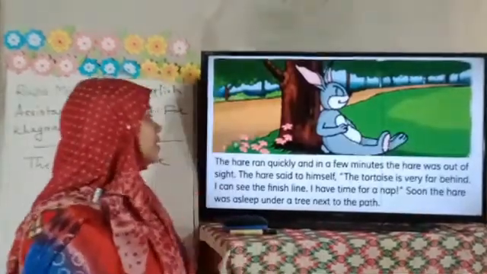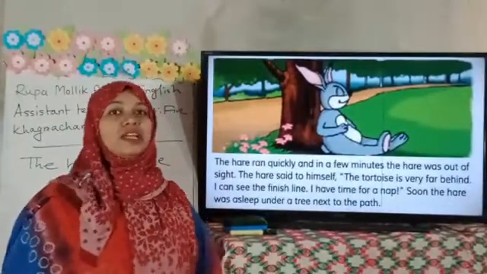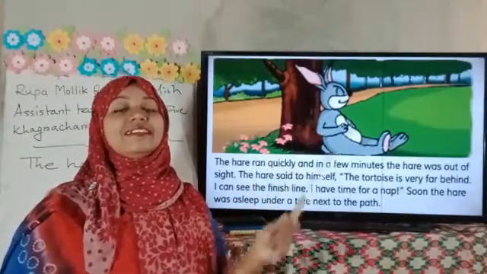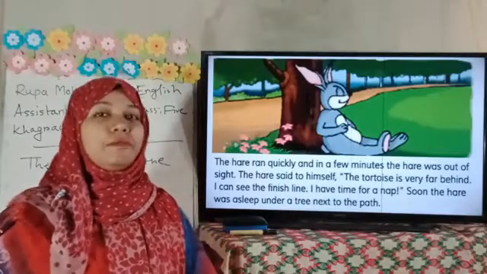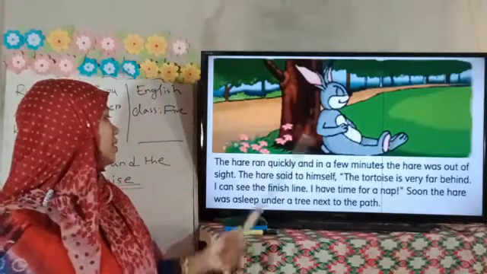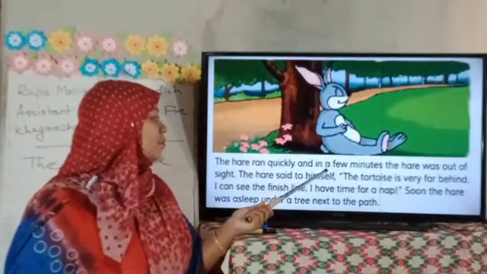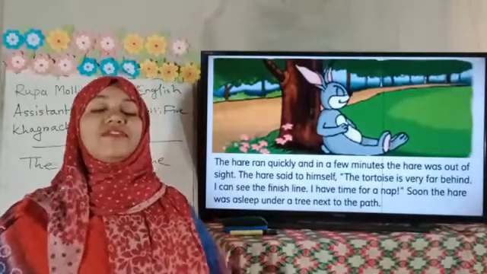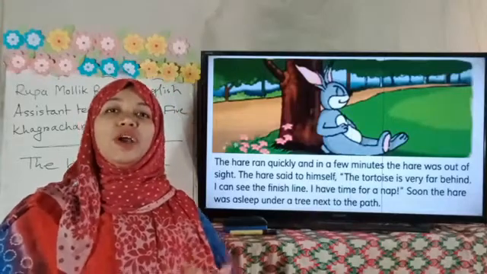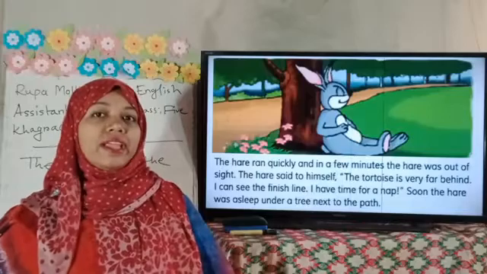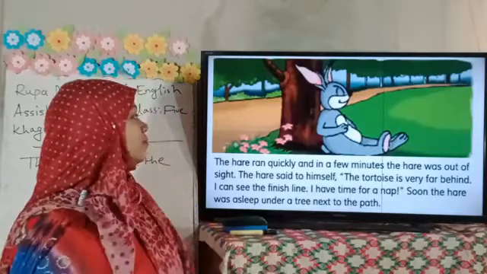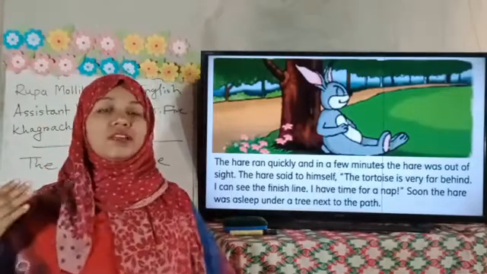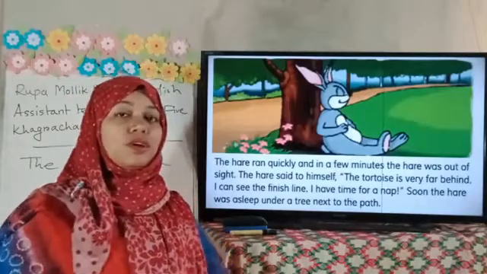Dear students, this is the starting of lesson 2. Look at this picture. Here we can see that the hare is sleeping under a big tree. Let's read the lesson. The hare ran quickly and in a few minutes the hare was out of sight. We know that the hare is the fastest animal in the forest. So when it started to run so quickly, it went out of sight. It can run quickly, so it can go to a place so quickly.